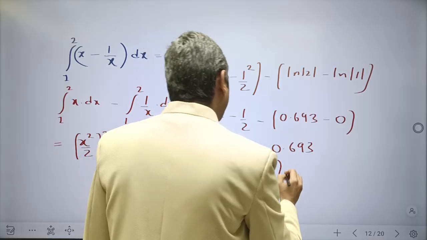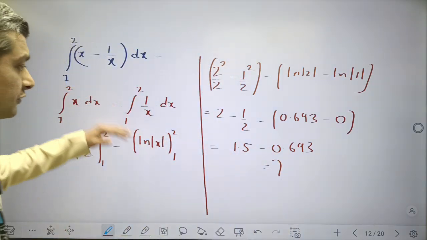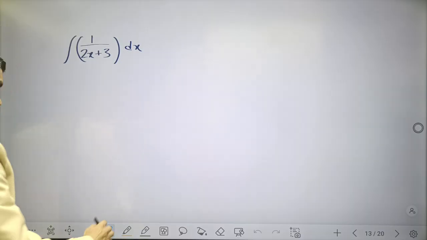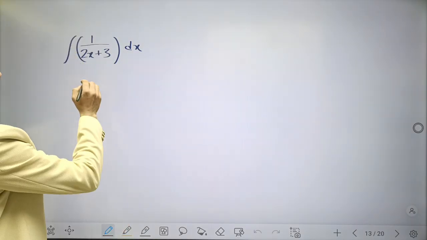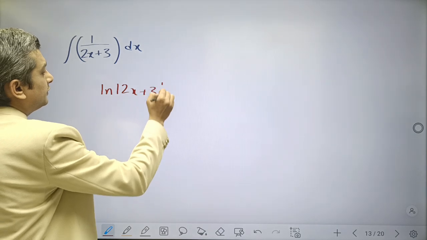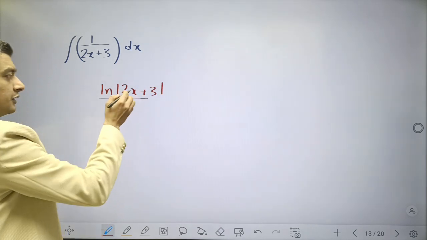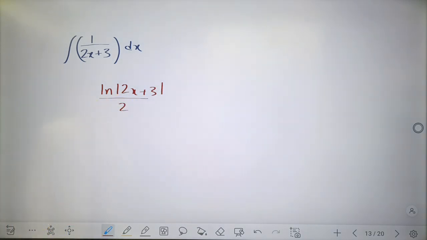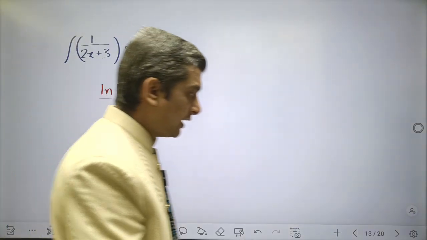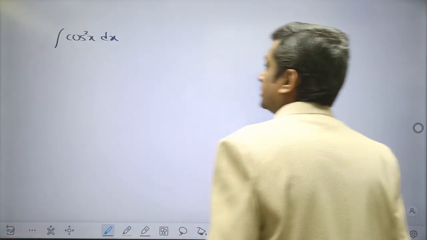So solve this value, this is homework for you, isn't it? So this is how we put the limits. Second is 1 by 2x plus 3, this is equal to log of 2x plus 3 divided by 2. Since it is the multiplication with the variable x, it will be divided, isn't it? As we have done in sin of ax plus b.